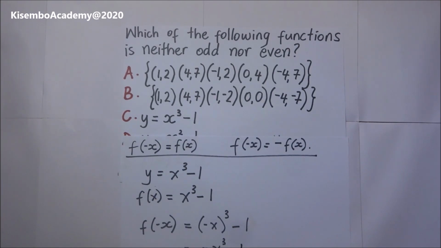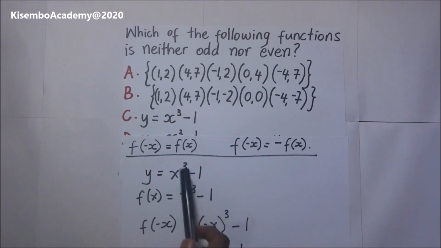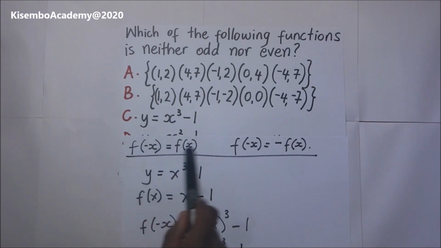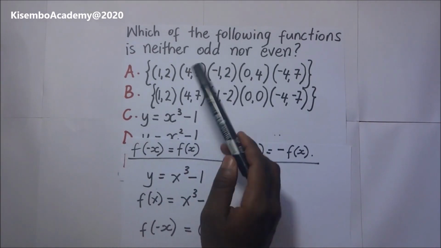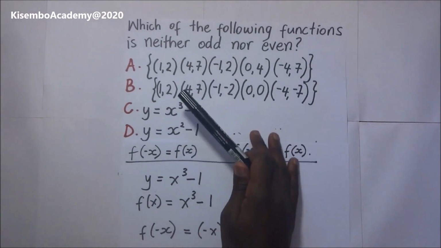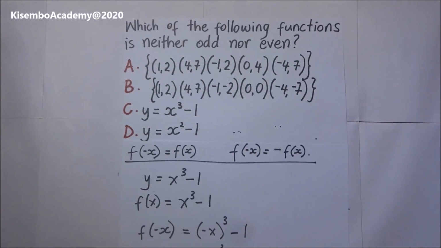Now this is not giving us this back. This is not consistent with this. This is also not consistent with this. So C is neither odd nor even. So I think that C would be the ultimate answer.